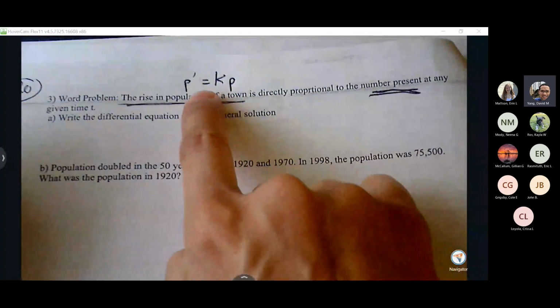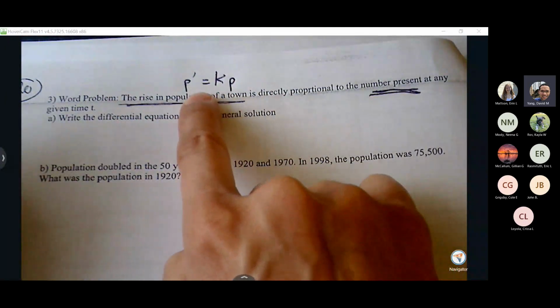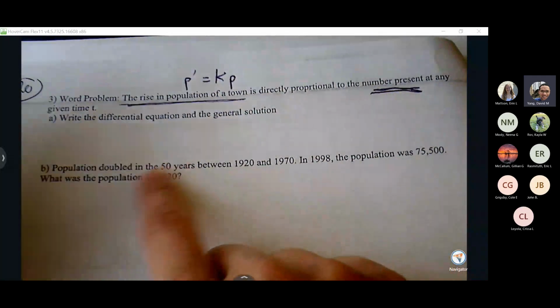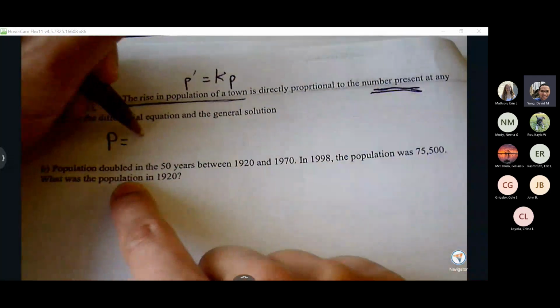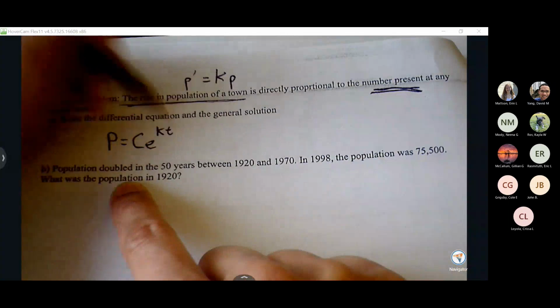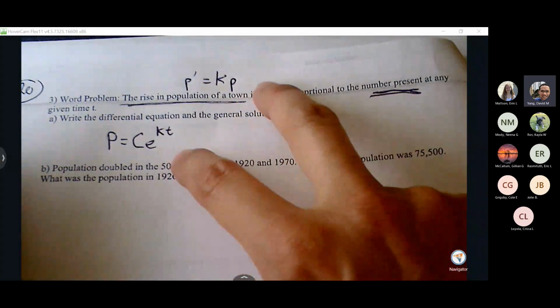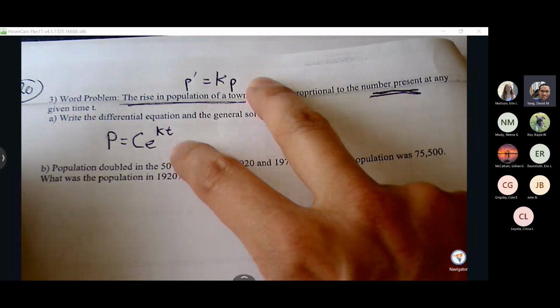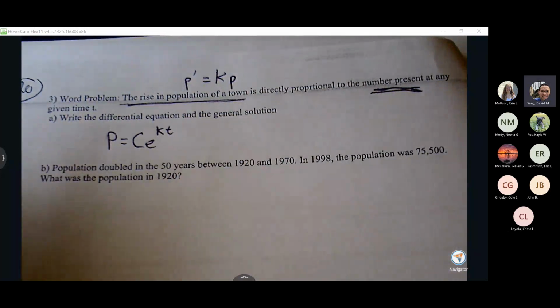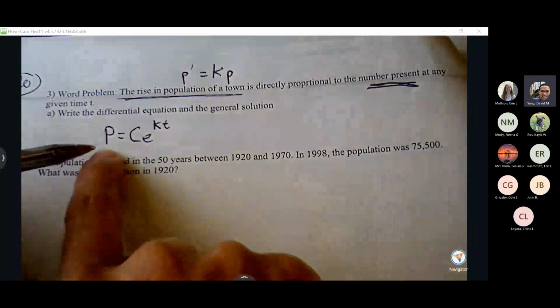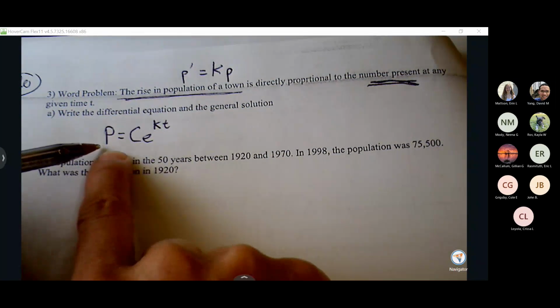So anytime we see this relationship, we know it's going to end up being y equals Ce to the kt, or in this case, P is equal to Ce to the kt. Technically, we're solving the differential equation, but we know this is always going to lead to this. Okay, so we're going to skip the calculus and we're just going to work from this equation.